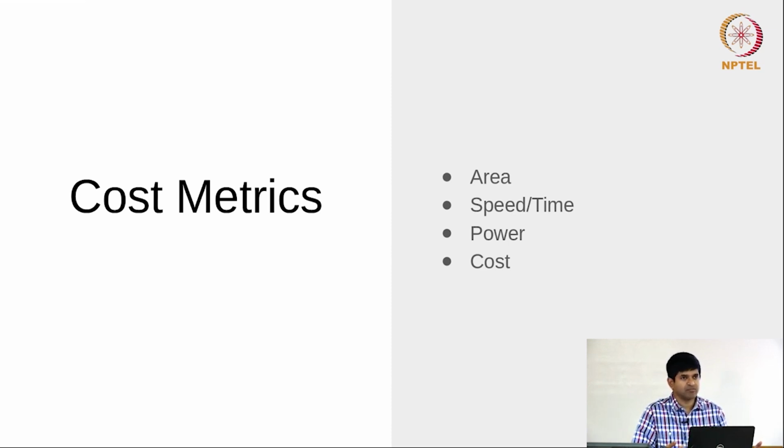Speed or time. Speed is how fast can this operate, time is how quickly can it finish, right? Once again related but different ways of looking at it. Speed would be as fast as possible, time would be as small as possible. Power, how much power does a system consume while operating?